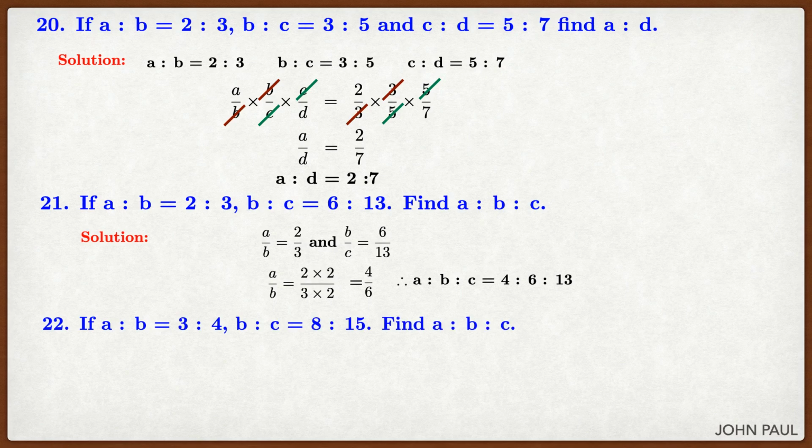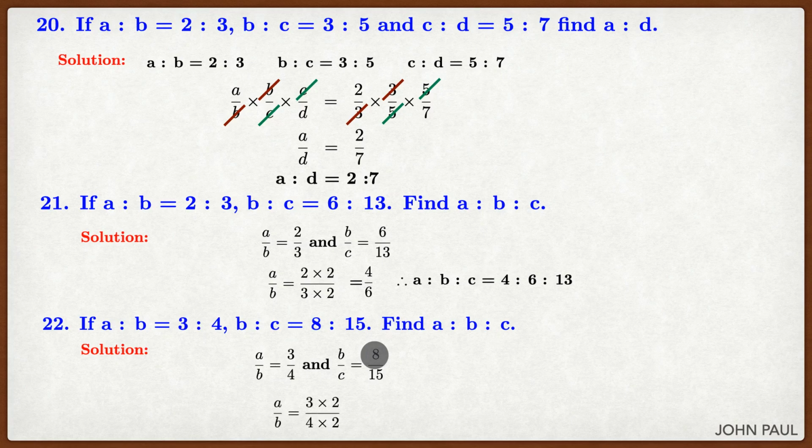22nd problem. Same like previous one. If A is to B equal to 3 is to 4, B is to C equal to 8 is to 15, find A is to B is to C. Solution: A by B equal to 3 by 4 and B by C equal to 8 by 15. Now see in this, B is common, we get the B value as 8. So some term we should multiply by 4 to get 8.